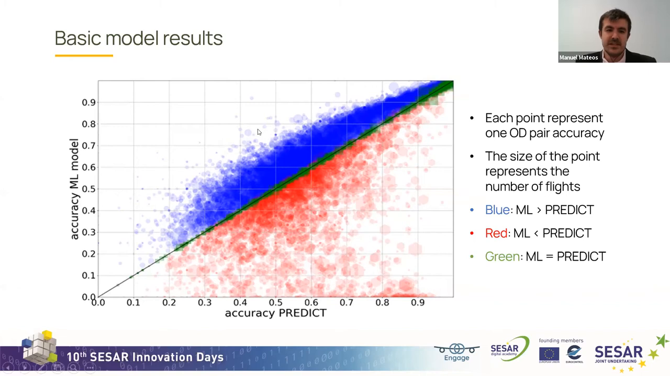it's clear that there are many more values colored in blue, but the worst thing about the red ones is that they are quite spread. So there are some cases for which the machine learning prediction is much worse than predict. So we have some ideas, maybe in the future, this behavior could be detected prior to the predictions. And so, for example, use the predict instead and increase even more the global results.